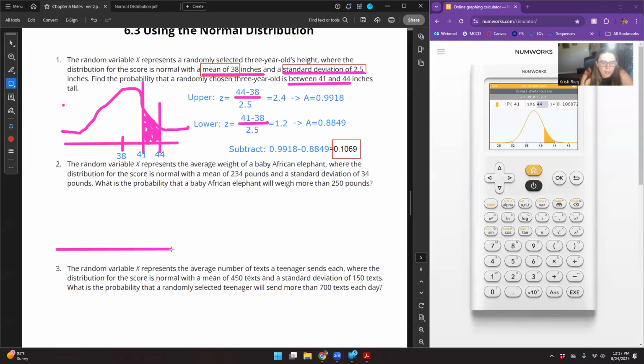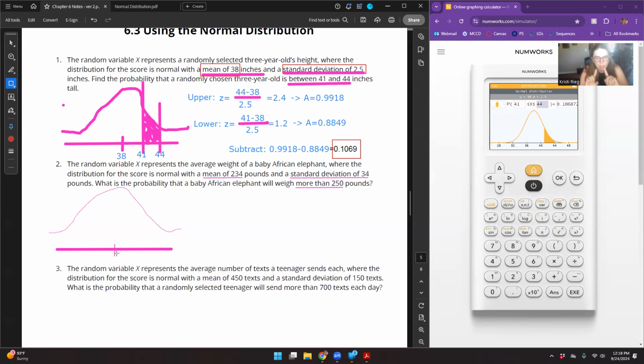Here we go. Here is my curve, bell curve, as belly as you can. Oops, that's not how you do it. Oh, okay, well, it's skinny again. Who cares? And in this problem, we have a mean. I guess I should talk about that first. So we have a mean of 134, a standard deviation of 34, and we're looking for the probability that a baby elephant will weigh more than 250 pounds. Okay, so right in the middle is the mean of 234.